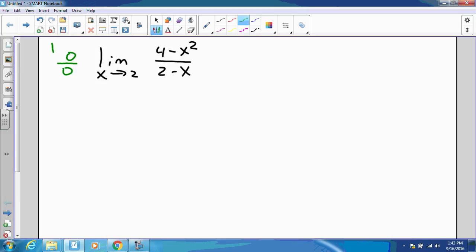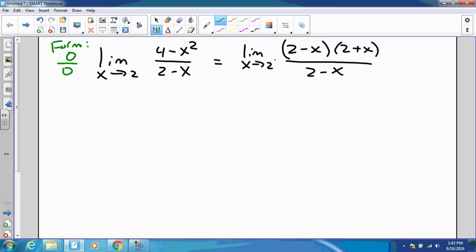So, instead, because my form is 0 over 0, this indicates that there is a common factor of x minus 2 that can be found here. Or in this case, 2 minus x. And so, because I have a common factor of 2 minus x, I can immediately use the alias theorem to replace my complicated function with 2 plus x. And this limit is the limit of a polynomial. I can immediately use the polynomial theorem and directly substitute, and we're done.